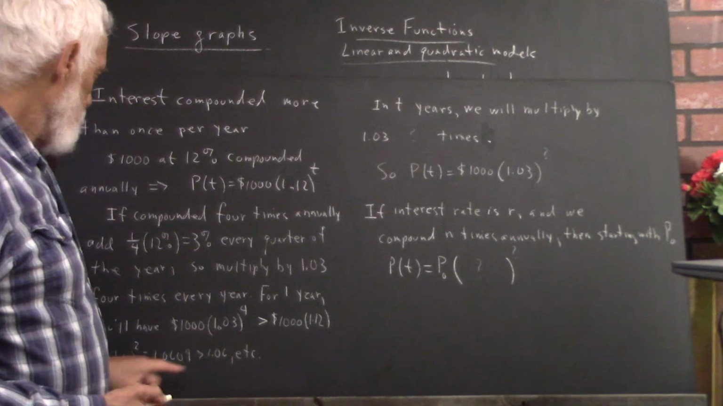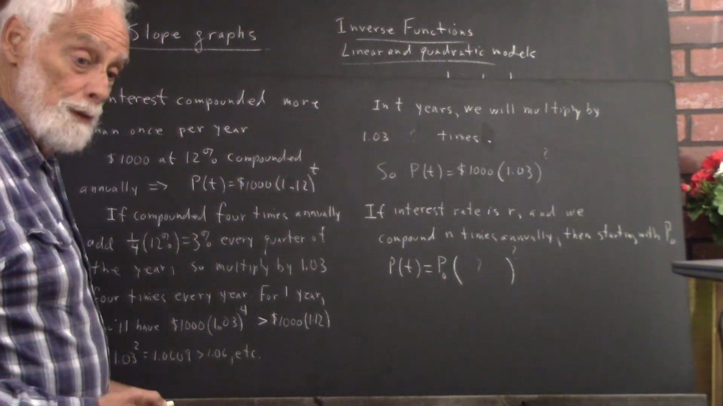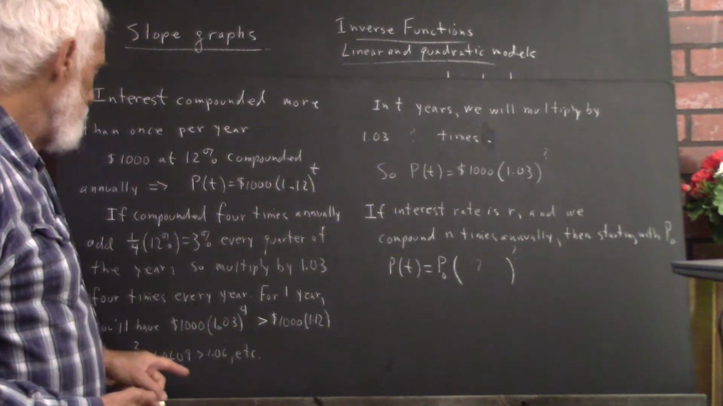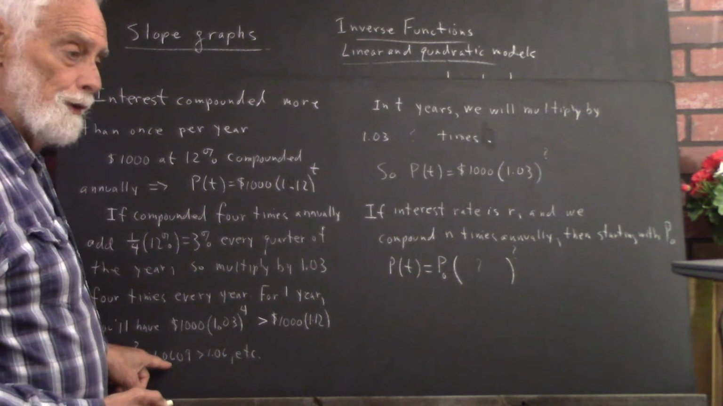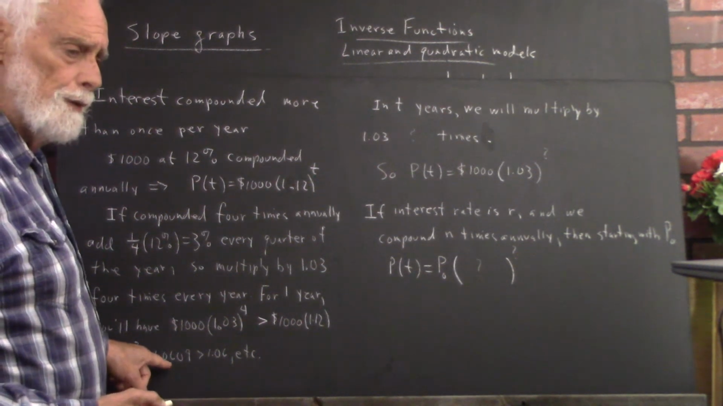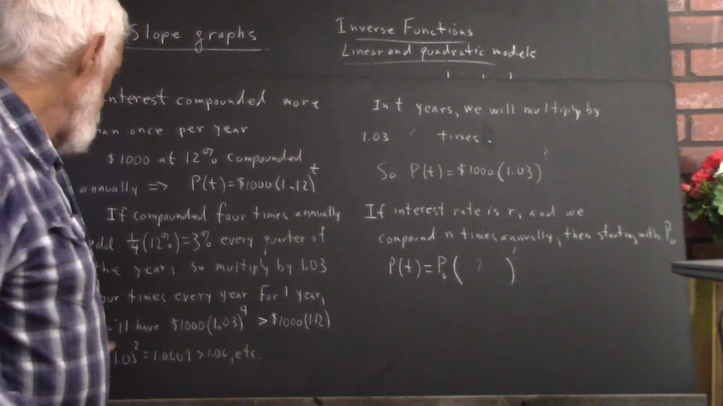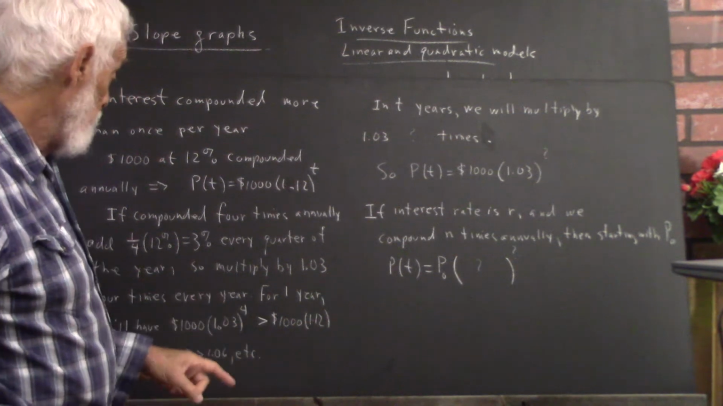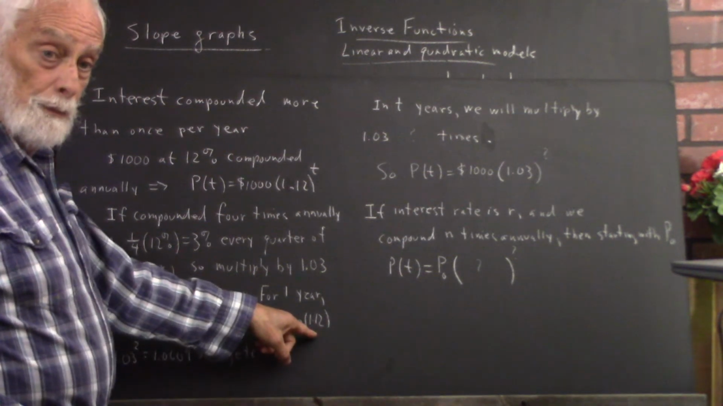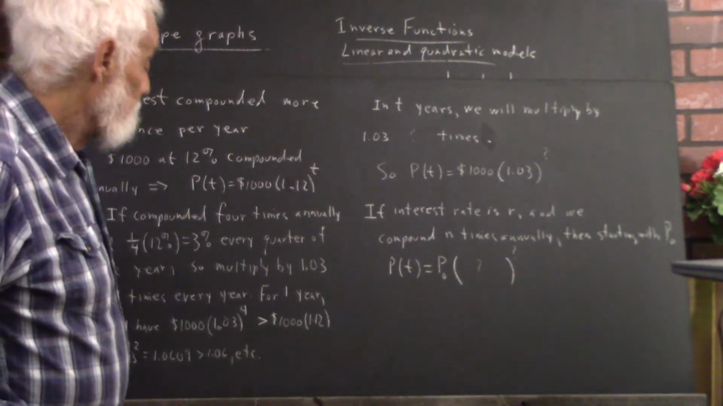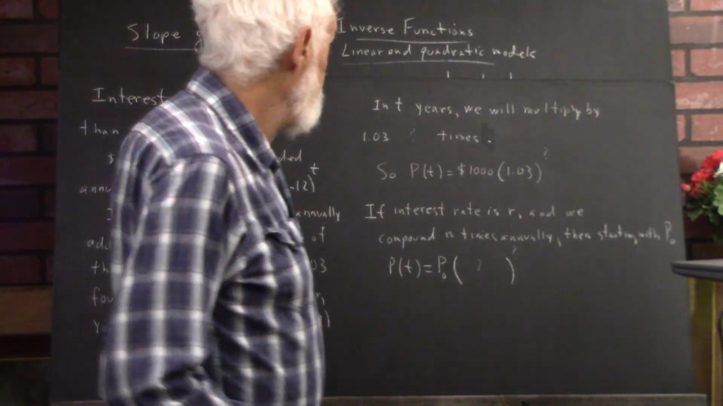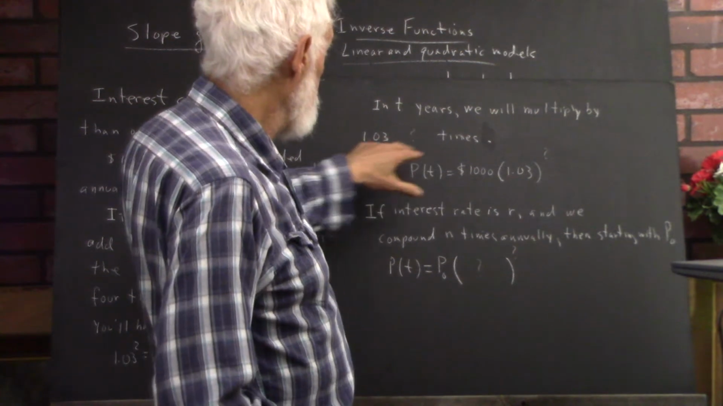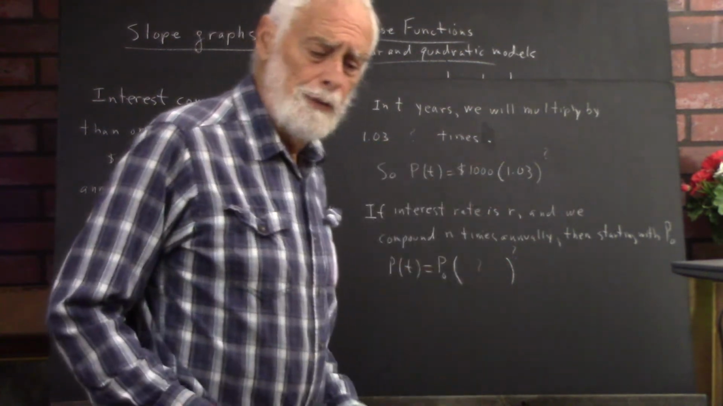Okay, and then of course 1.03 cubed. Okay, 1.03 to the 4th ends up being more than 1.06. At the end of the year, you're going to have a couple extra bucks, and you can work that out. Take your calculator if you have to, and do 1.03 to the 4th power, and compare that with 1.12. Okay, well, anyhow, then in t years, that means we're going to multiply by 1.03 how many times?